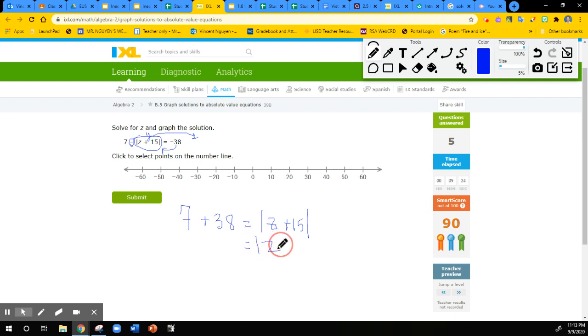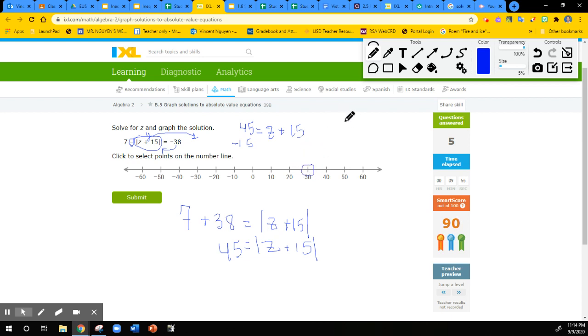So now I'm actually ready to simplify and split it into 2 cases. So I have the absolute value of z plus 15 equals 45, I believe. Okay. And then you split it into 2 cases. So the first case is the positive case. So you have 45 equals z plus 15. And so, of course, you're going to be subtracting 15 from both sides, right? So your first solution is actually going to be 30.